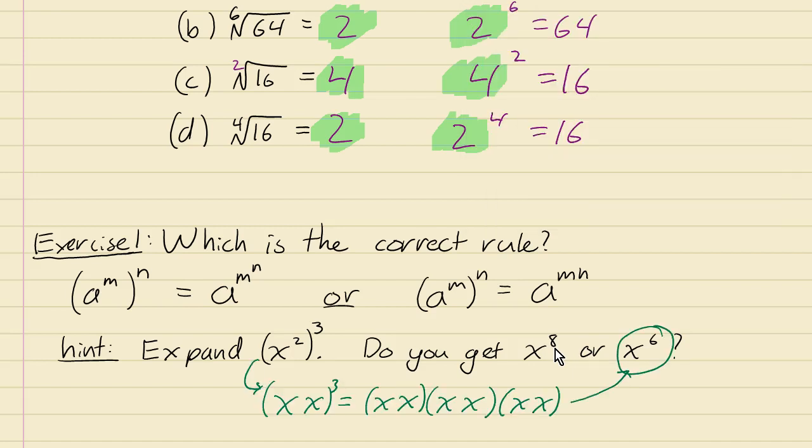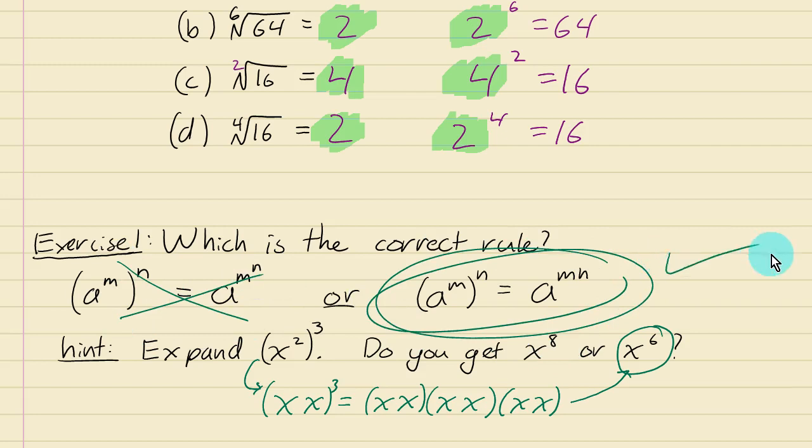Here's what I did. I just did x squared is x times x, and then that to the power 3 gives you x times x times x times x times x. You got 6 x's there. So that's the result of doing 2 times 3, not 2 to the power 3. 2 to the power 3 would be 8, and that's not what we got. So this one is the correct rule.